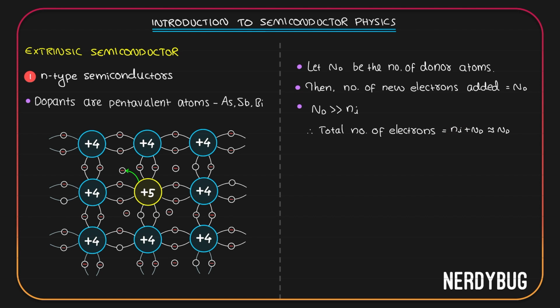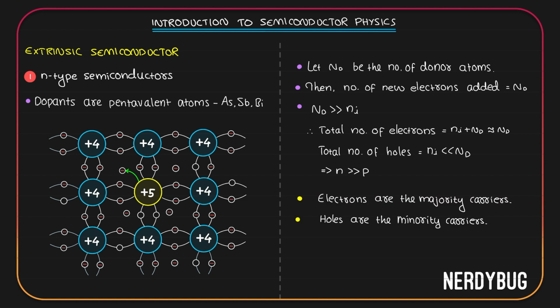But what will be the total number of holes? Total number of holes is still going to be Ni because number of holes increase only when the electron goes from the valence band to the conduction band. Since that doesn't happen any more than it has already happened, total number of holes is still going to be Ni, and Ni, as we saw, is very much less than Nd. So we can write the concentration of electrons is going to be very much higher than the concentration of holes. Therefore, in N-type semiconductors, electrons are the majority carriers and holes are the minority carriers.